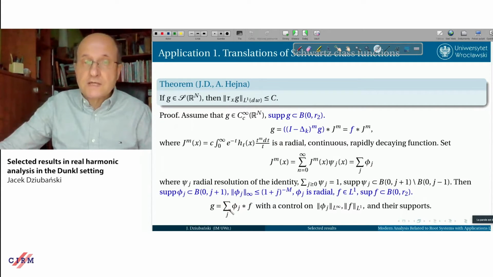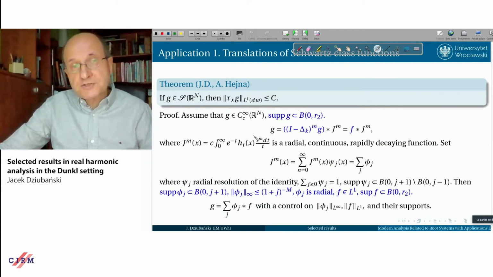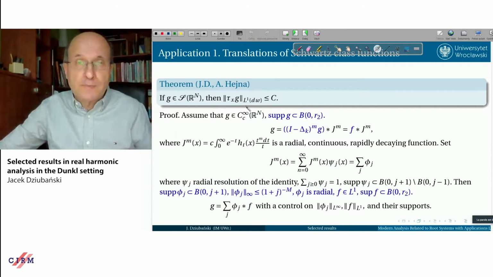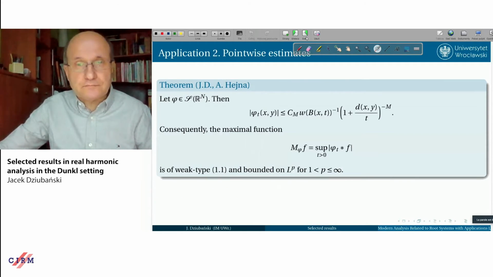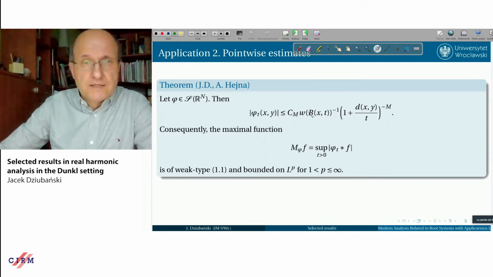This is L2 convergence, so we may apply our key lemma to estimate the generalized translation of a Schwartz class function or C_c infinity function. The L1 norms are uniformly bounded independently of x. Actually, we may prove more: if we have a Schwartz class function, we dilate it and compute its generalized translation, then we have the following pointwise estimate.